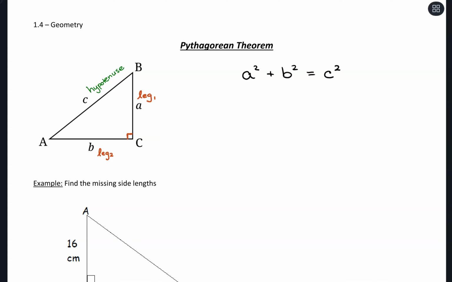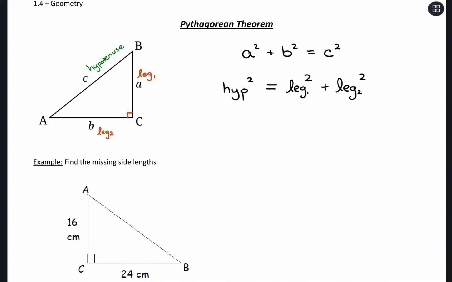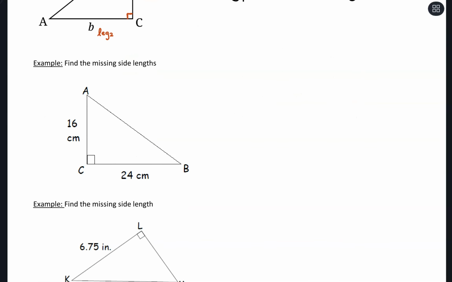And really, the main trick with using this formula is that you have to make sure that it's the hypotenuse that's alone on one side of the equation. So the order of the legs doesn't matter, but what does matter is that you have the hypotenuse squared equal to each of the legs squared. So we just want to make sure that the legs go on one side, hypotenuse on the other, and the hypotenuse needs to be alone. Okay, so let's try this out in some different ways of solving.